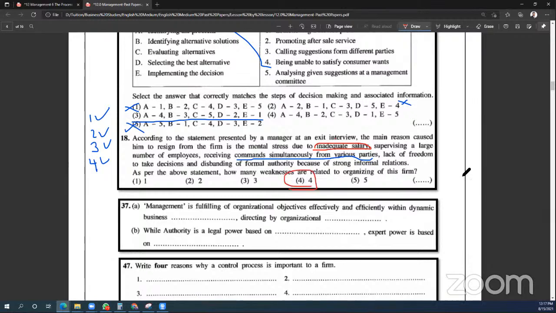Number 4, right? Which is option number 4, right? So questions like this are very tricky. Why? We need to identify exactly what it is, right? So that's something we need to be careful about.